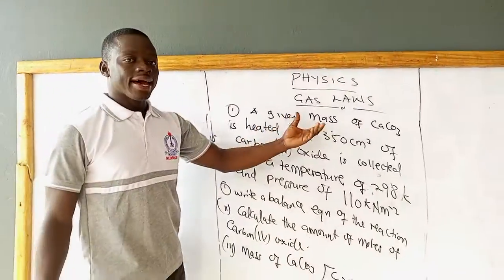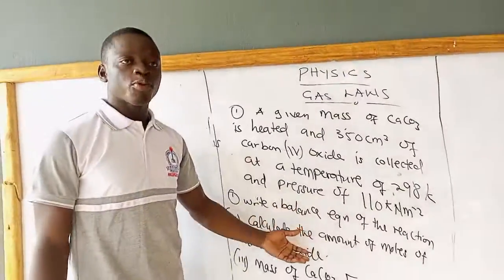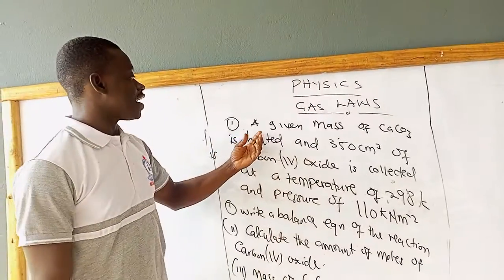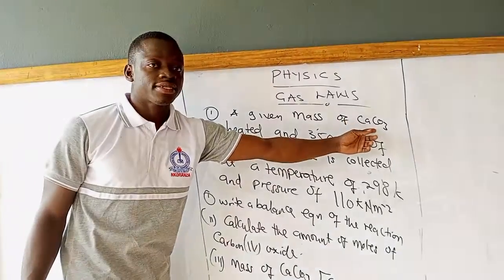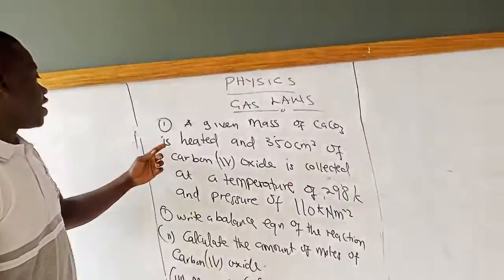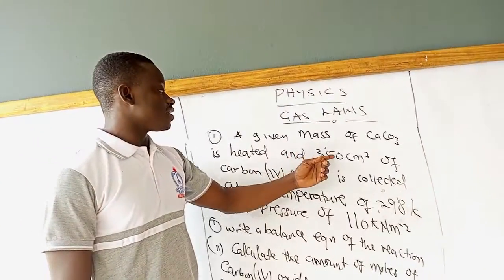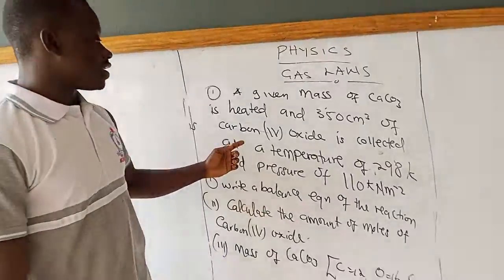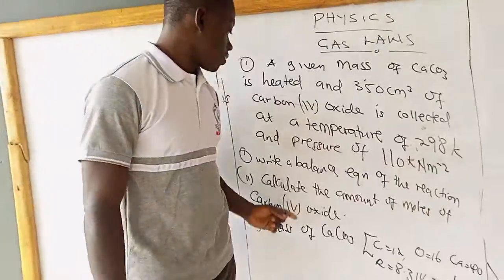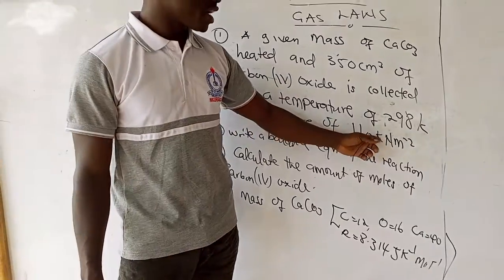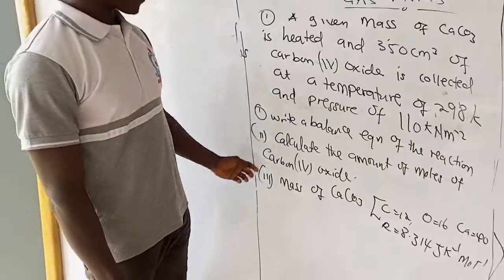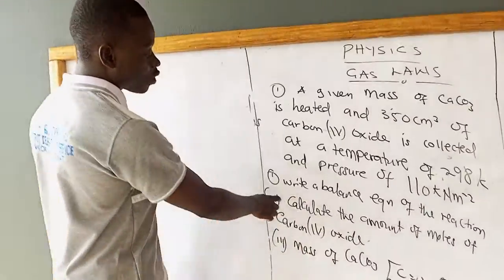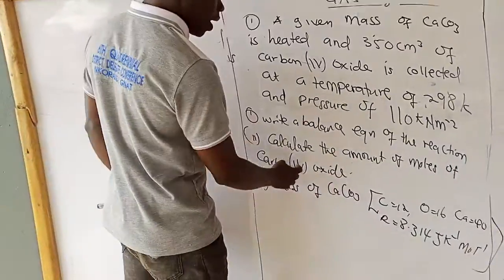Yes. So this is a practical example of a question under the gas laws. We can get a question like this: a given mass of calcium carbonate is heated and 350 centimeters cube of carbon dioxide is collected at a temperature of 298 Kelvin and pressure of 110 kilonewton per meter square. Write a balanced equation of the reaction. That's question 1. And II says that we should calculate the amount of moles of carbon dioxide.